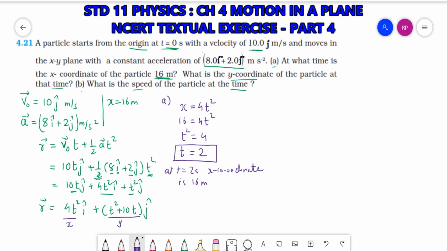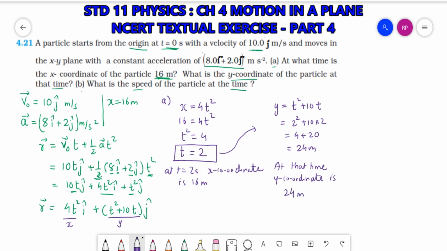Clear? Now second, what is the y coordinate of the particle at that time? Now from here I can say y is equal to t square plus 10t. Now we've already found out the value of t as 2, so putting it here, 2 square plus 10 into 2, so 2 square, that is 4, plus 20, so that is equal to 24 meter. Okay, so at that time y coordinate is 24 meter. Clear?